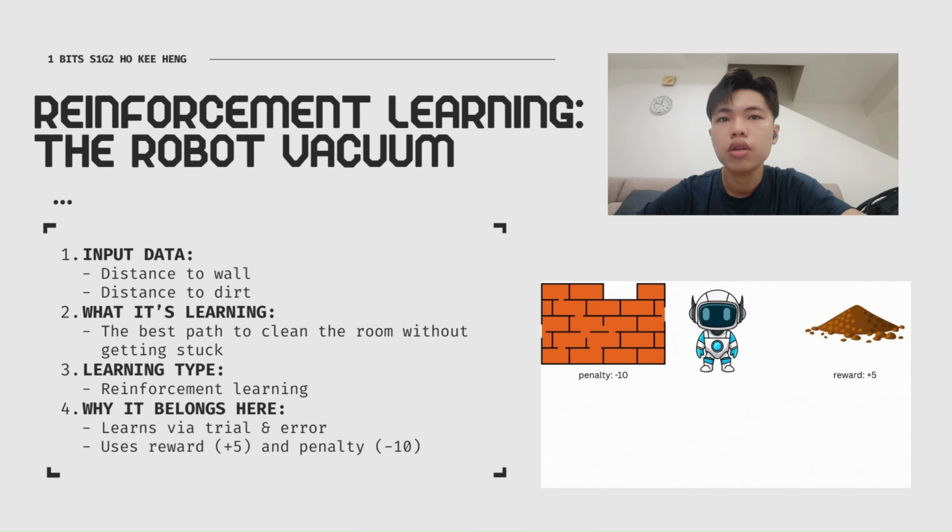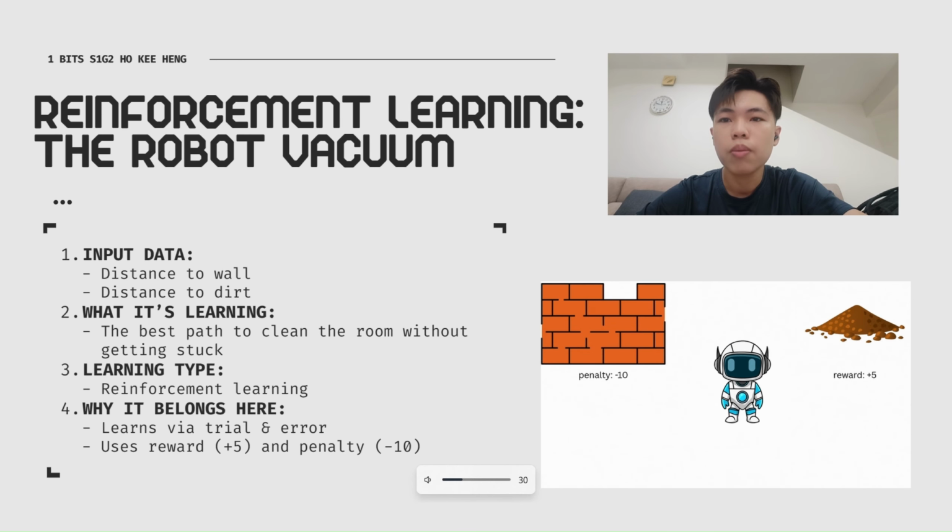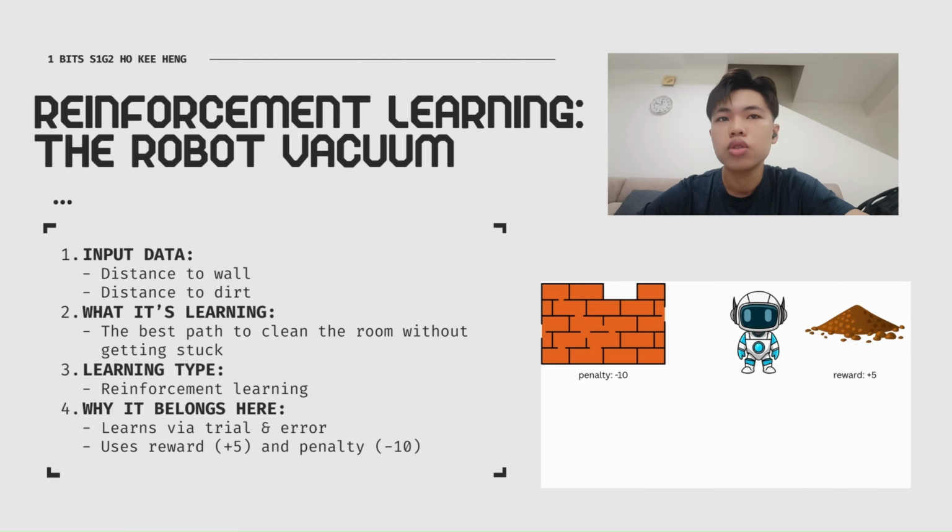This is an example of reinforcement learning. We know it belongs to this learning type because the robot is not given a predefined map, and it isn't given a data set of correct moves. Instead, it learns purely through trial and error. It receives a positive reward, like plus 5 points for vacuuming dirt, and a negative penalty, like negative 10 points for hitting a wall.